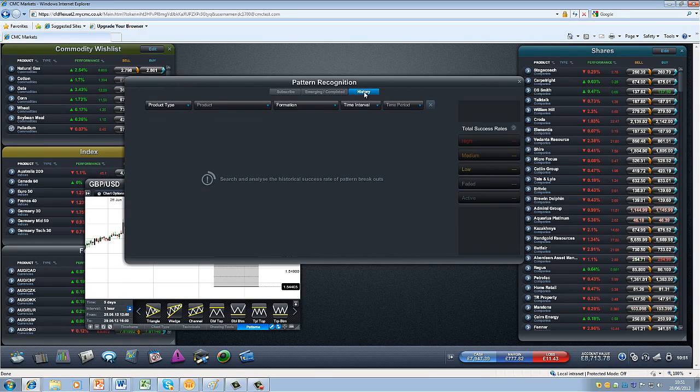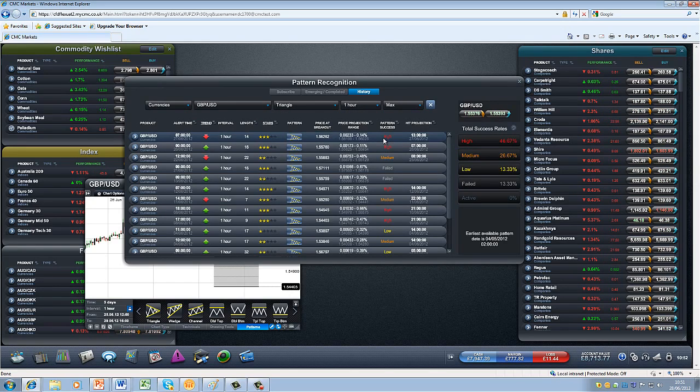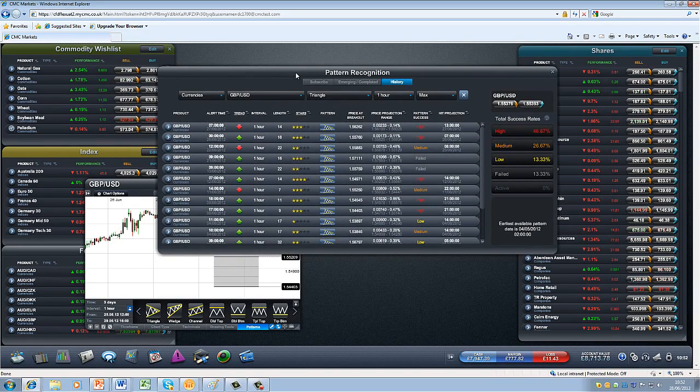So I can actually go to history right here. I can go product type, I can go currencies, I can look for GBP USD, and I can see that that was a triangle formation and that was 1 hour. And then it will load up all the other patterns that have come up on sterling versus the US dollar on the 1 hour time frame on the triangle range.